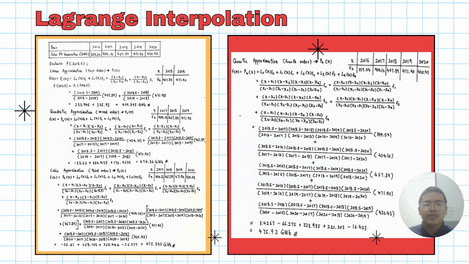And lastly, quartic approximation, fourth order. We apply interpolation using all five data points that we have from 2016 to 2020. A fourth order Lagrange polynomial is constructed, and when evaluated at 2018.5, the result obtained is 475.92 gigawatt hours. This is the most accurate result since it uses all available data.